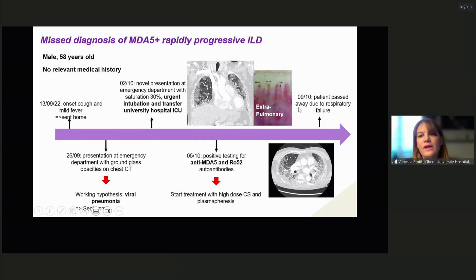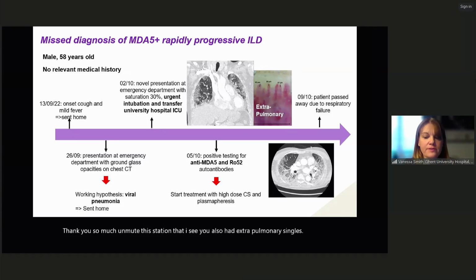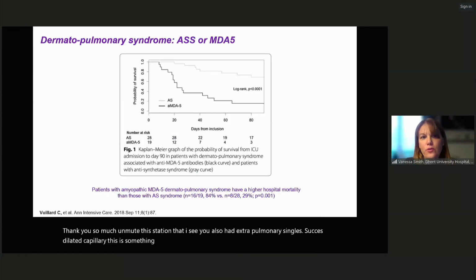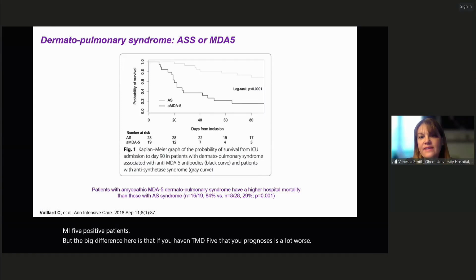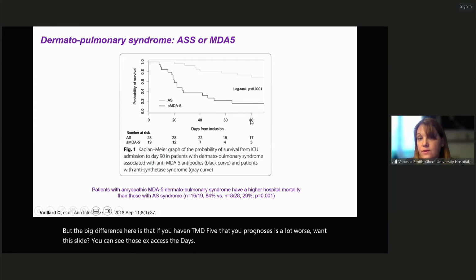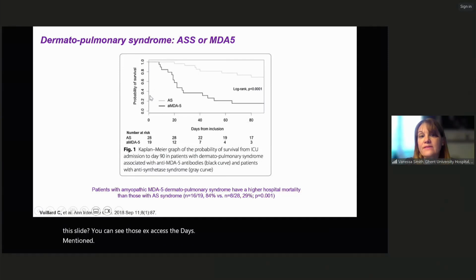This patient in the ICU also had extrapulmonary signs, such as dilated capillaries, and this is something which also gave us a hint. What about dermatopulmonary syndrome? Well, this occurs, as we all know as rheumatologists, in antisynthetase syndrome or MDA5 positive patients. But the big difference here is that if you have an anti-MDA5, your prognosis is a lot worse. On this slide, you can see on the x-axis the days, and on the y-axis the probability of survival. And you see that patients with anti-MDA5 positivity have a far worse prognosis.